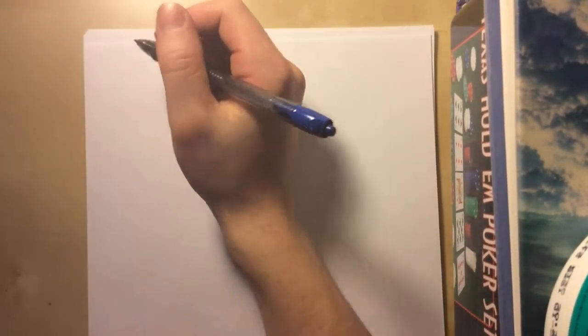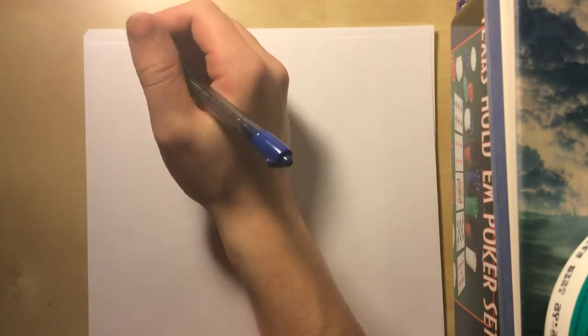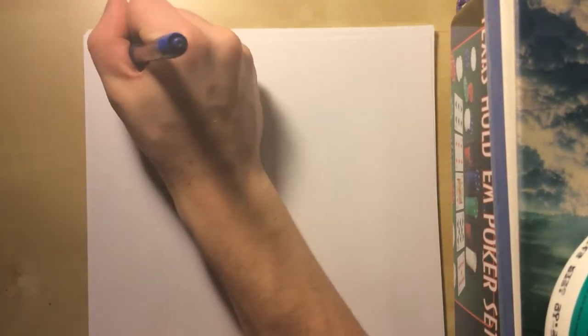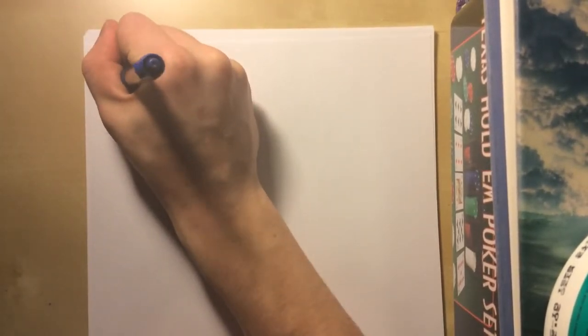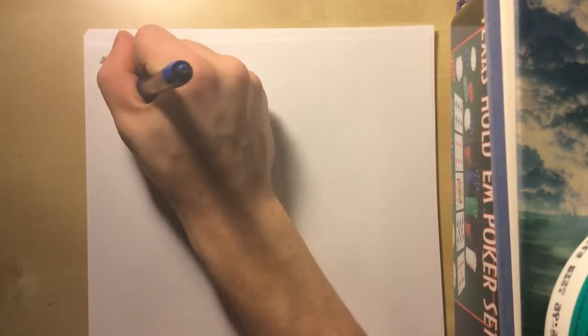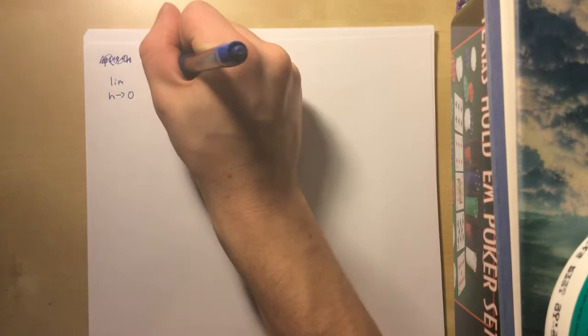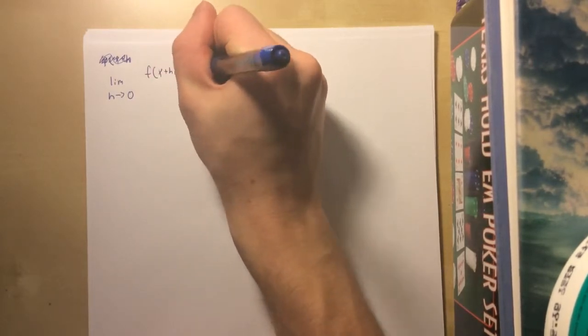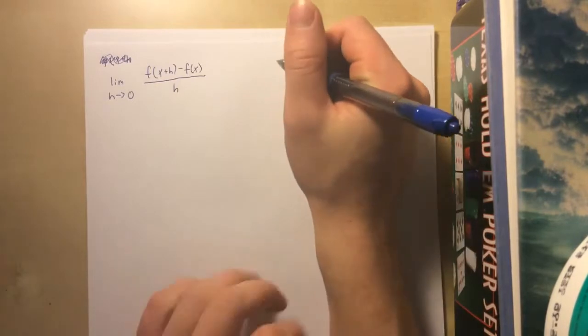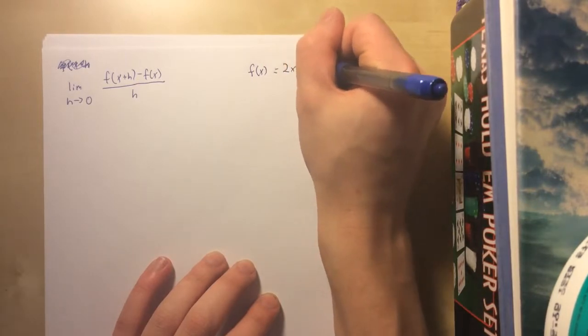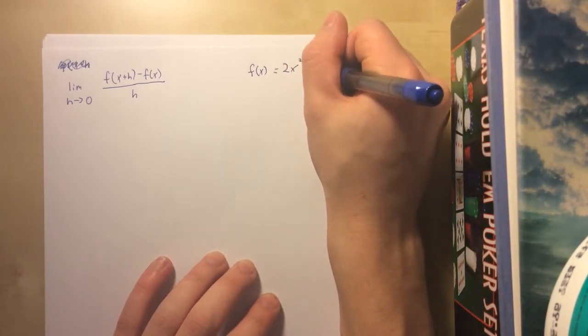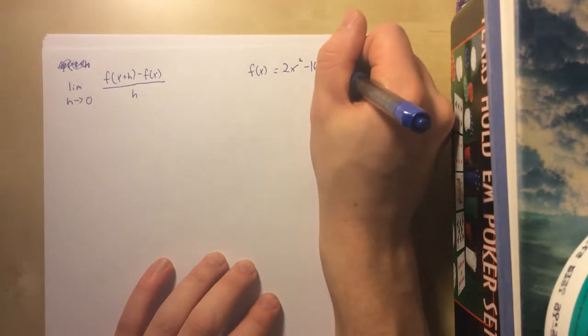So now let's go ahead and look at a trickier example where you're pretty much going to use the same idea. It's just going to be a bit more algebra. So I'm going to go ahead and copy down the equation, the definition of a derivative. And we're going to use a new function. It's going to be 2x squared minus 16x plus 35.